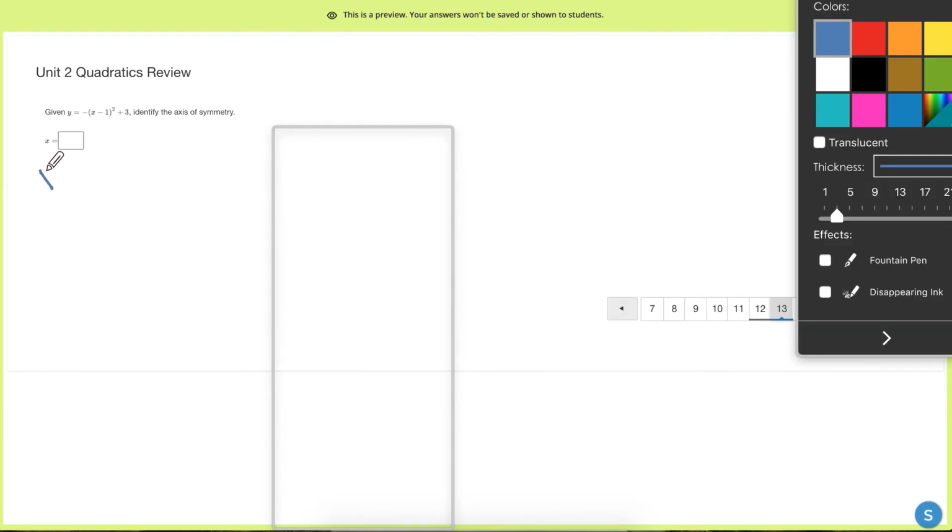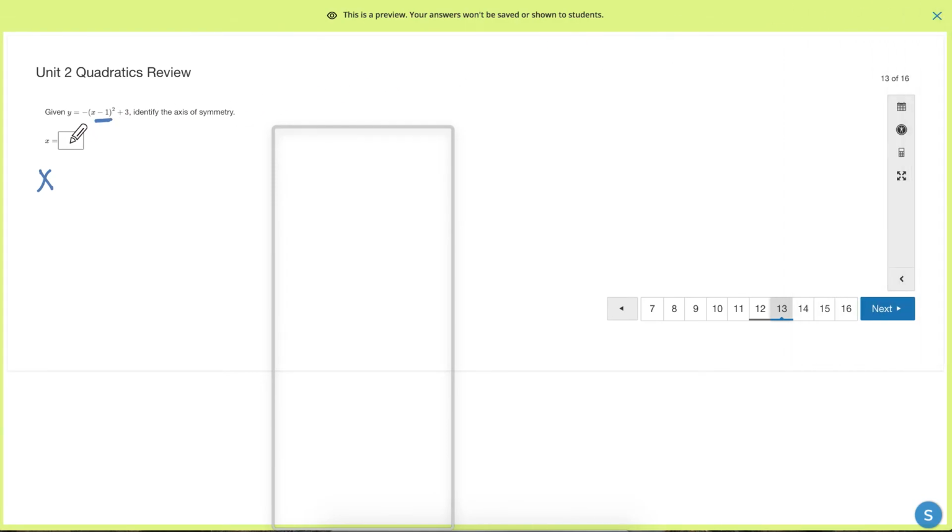All right, the axis of symmetry here is pretty self-explanatory. We are looking at the h value. Since h is positive 1, then x equals positive 1. Now we can identify the vertex. We need h comma k here. We already know that the h is 1, our k is 3.